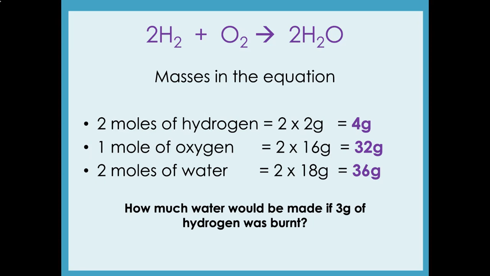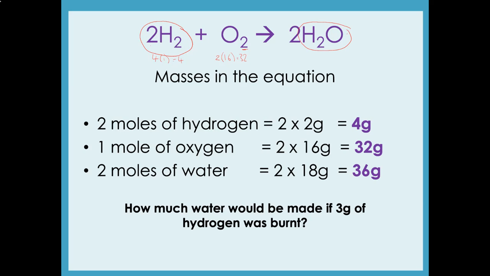So if we can work out using relative formula masses and relative atomic masses, we can work out the mass of this. So this 2 times 2 means that there's 4 hydrogen atoms, and each one of those has a relative atomic mass of 1. So the mass of that's going to be 4. And this means I've got 2 oxygens, and each oxygen has a relative atomic mass of 16. So that gives me a total mass of 32.